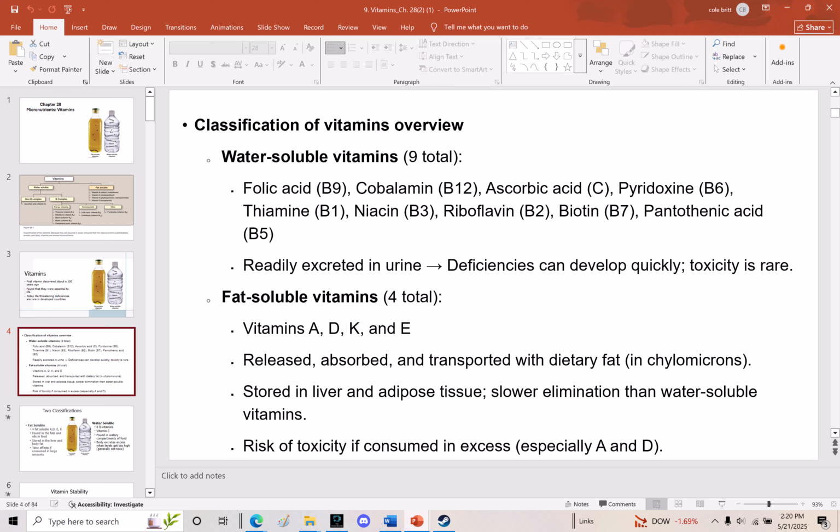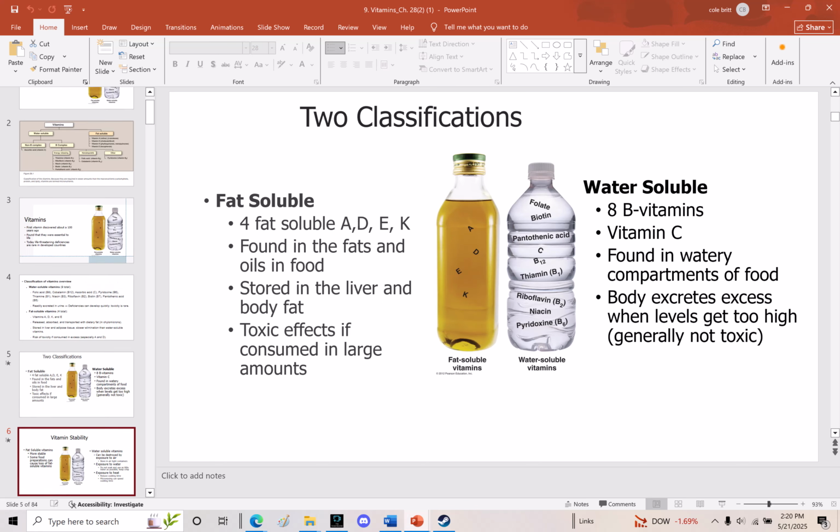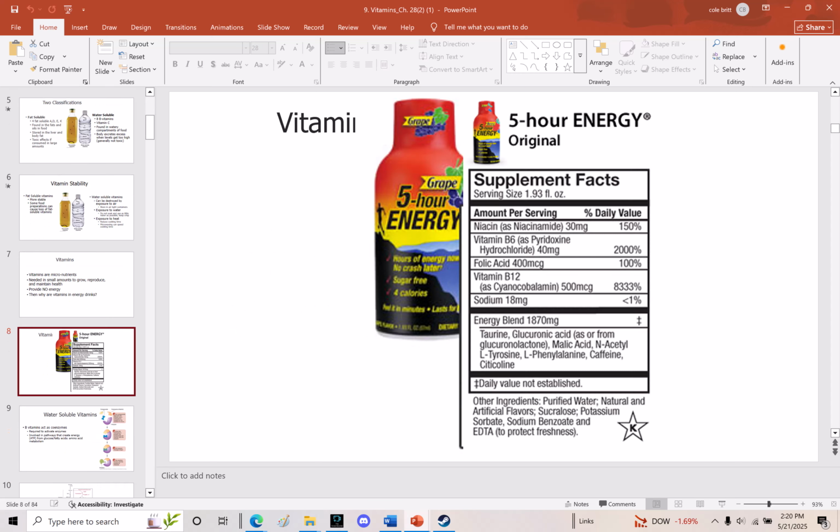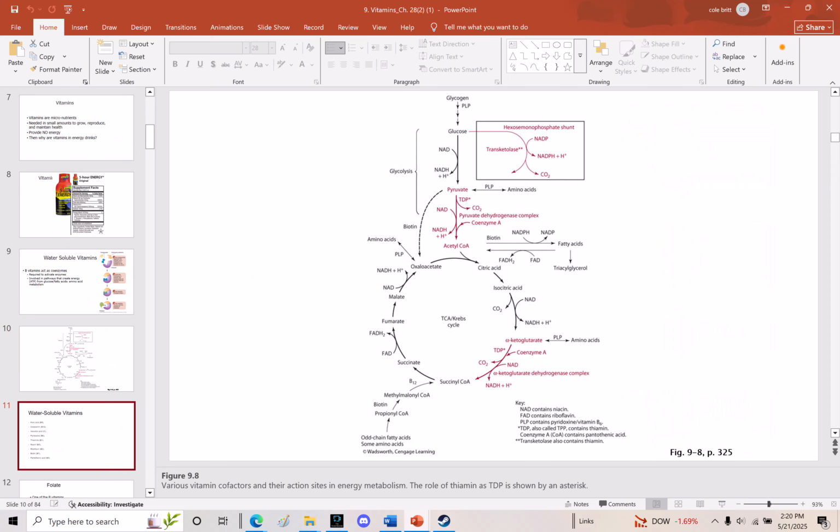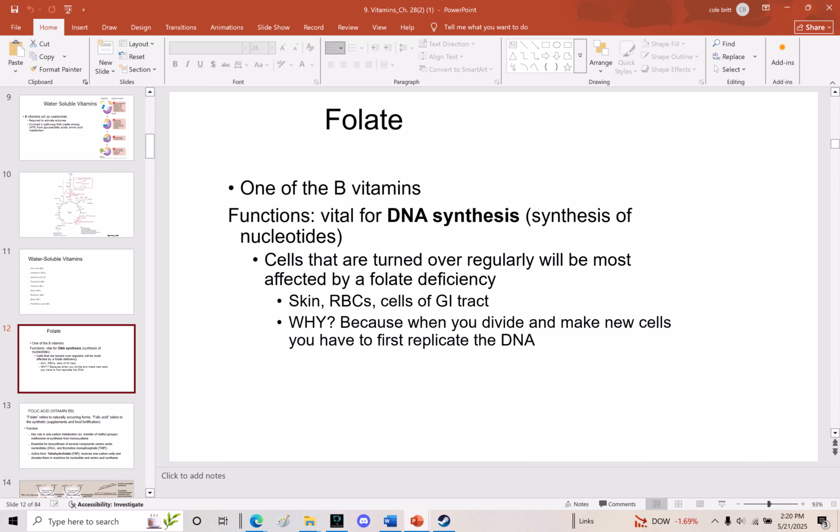Ascorbic acid is important for wound healing and collagen formation. So again, essentially true, false. I'm going to give you a couple seconds so that everyone can think about what they think the answer is before you spit it out.